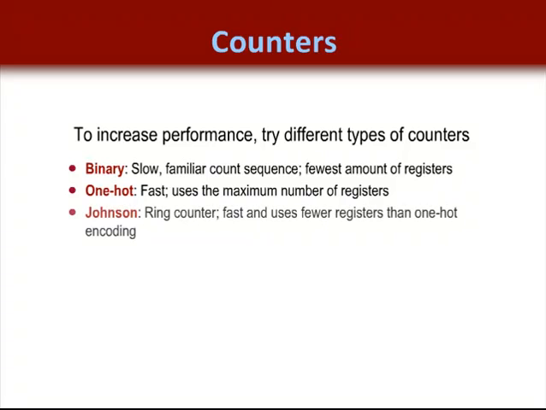Johnson counters are ring counters. They are fast and use fewer registers than one-hot encoding, so they do have a bit of an advantage over one-hot. The LFSR counters are also fast and use fewer registers than one-hot encoding. The challenge with the LFSR counters is they use a pseudo-random sequence during the count, so they are harder to simulate and verify.